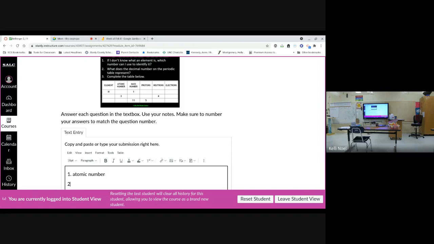Do you remember? Average atomic mass, which is an average of all isotopes of that element. Now, number 3 is going to be interesting.